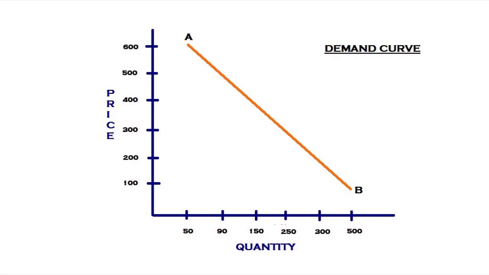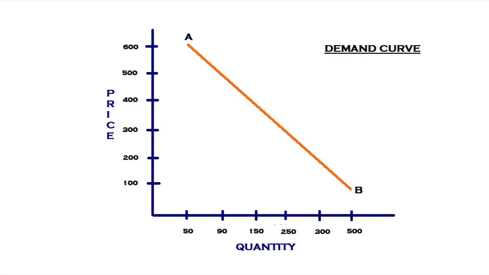This is a simple graph depicting the demand of apples amongst the consumers or public. The y-axis represents the price of the apples, and the x-axis represents the quantity of apples demanded by the public. Naturally, you can see, as the price of the apple increases, its demand decreases. So at point A, the price of the apples is highest at 600 per kg, whereas the demand is lowest at just 50. Now, as the price of the apples keeps on decreasing, the demand for the apples keeps increasing.